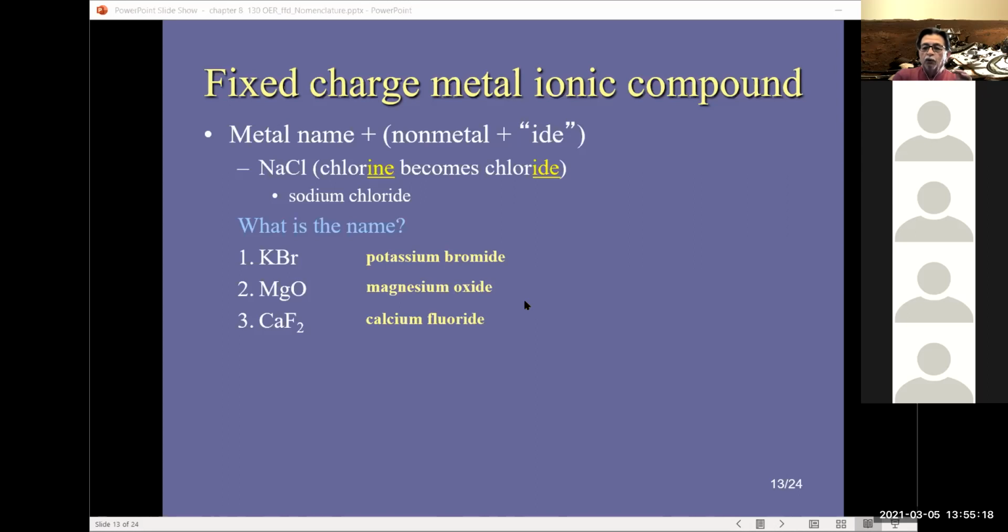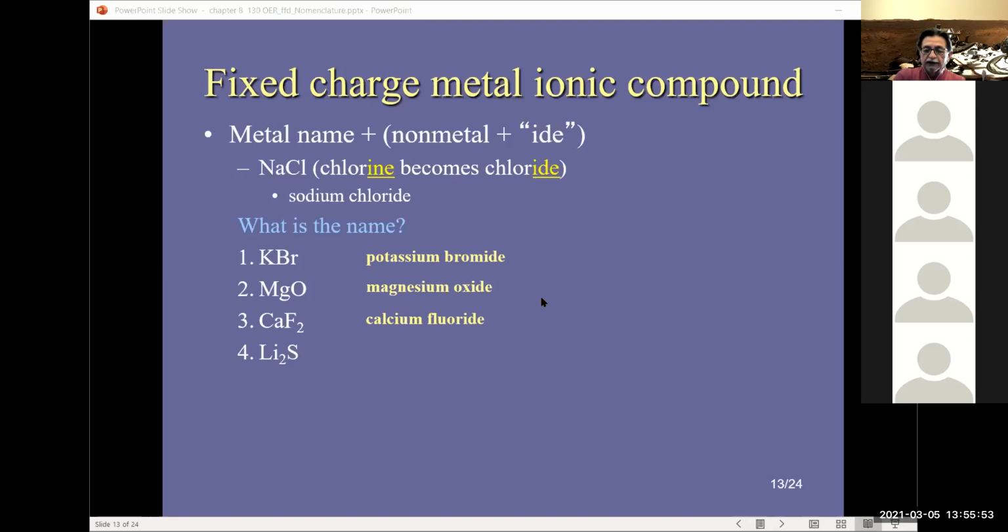Notice something here. We have not been using any prefixes. We changed the suffix of the non-metal. But for example, we didn't say calcium difluoride, okay? Nor did we say magnesium monoxide or anything like that. And that is something to remember here. When it comes to ionic compounds, there are no prefixes like mono, di, tri, etc. There will be with covalent compounds, but not with ionic compounds.